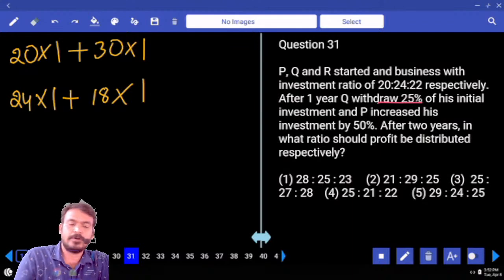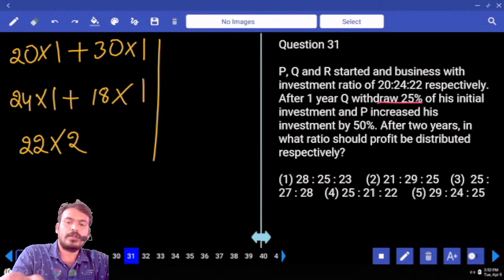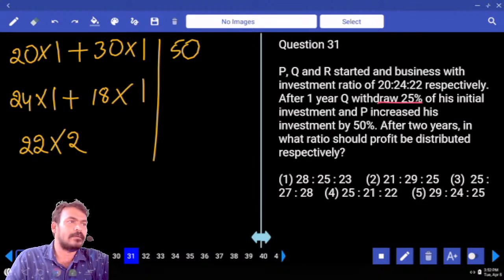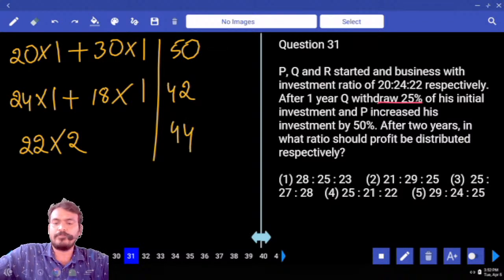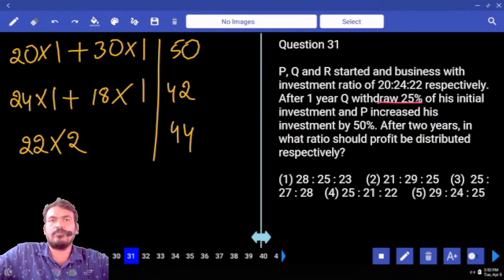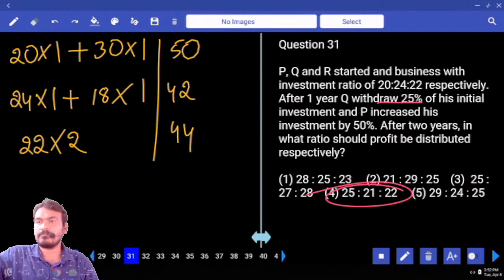Next, what is the third person's investment? 22. Used for how many years? 2 years. First one, 20 plus 30, what is 20 plus 30? 50. Second one, 24 plus 18, 42. Third one, 22 two times, 44. Then profits are distributed 50, 42, 44. Which option? Fourth option.